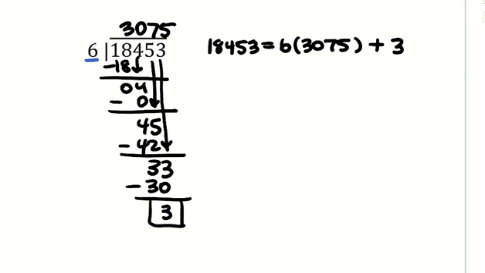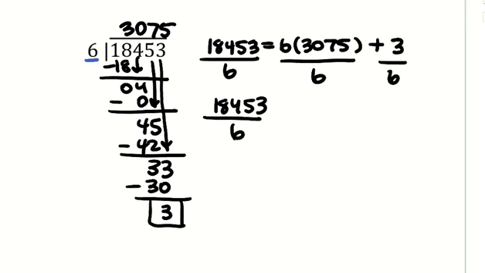Okay, so this is why we do the certain thing that we do with the remainder. What I do is I'm dividing by 6, so I divide everything by 6. Divide both sides of the equation by 6, or distribute a 1/6, however you look at it. So what you do is you say 18,453 divided by 6, which is what we were interested in. And this is like last time, we canceled the like factors.